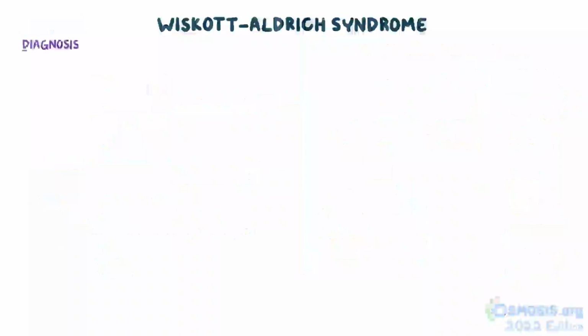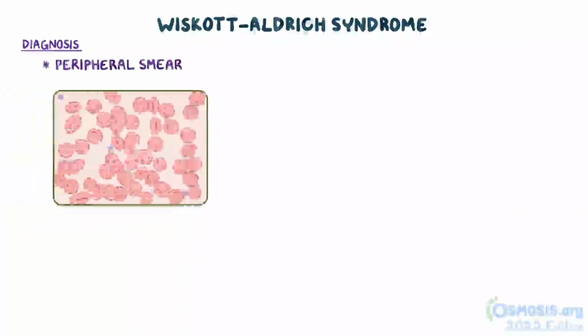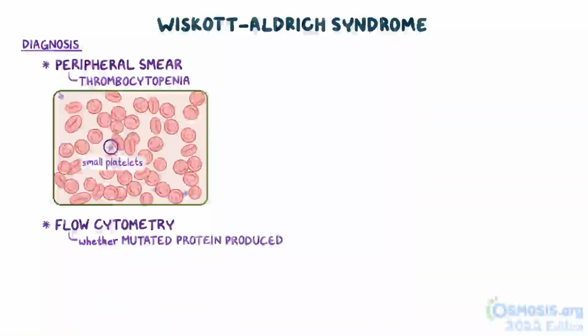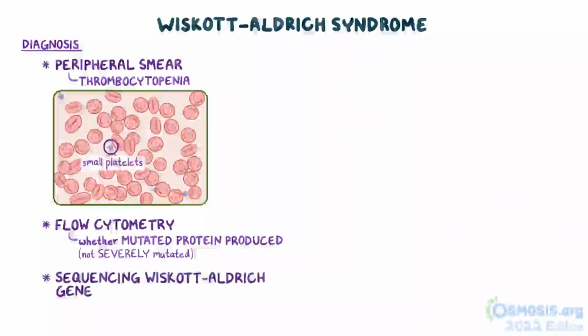The initial workup includes a peripheral smear, which would show thrombocytopenia with small platelets. Flow cytometry can be used to determine whether a mutated Wiskott-Aldrich syndrome protein is being produced, though it might not identify a severely mutated protein. The diagnosis is then confirmed by sequencing the Wiskott-Aldrich gene.